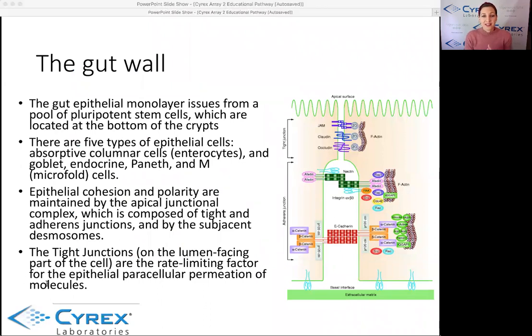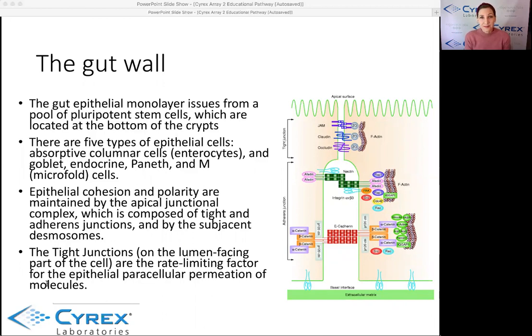So the monolayer of cells that make up the gut epithelia arise from a pool of stem cells that are located at the bottom of the crypts. There are 5 types of epithelial cells in the gut: the enterocytes themselves, the goblet cells which synthesize and secrete mucus, endocrine cells that secrete vasoactive intestinal peptide, cholecystokinin, motilin, and other hormones that are important for gut function. Paneth cells are highly specialized epithelial cells in the crypts of Lieberkühn that secrete antimicrobial peptide and immunomodulating proteins that help to regulate the GI flora.